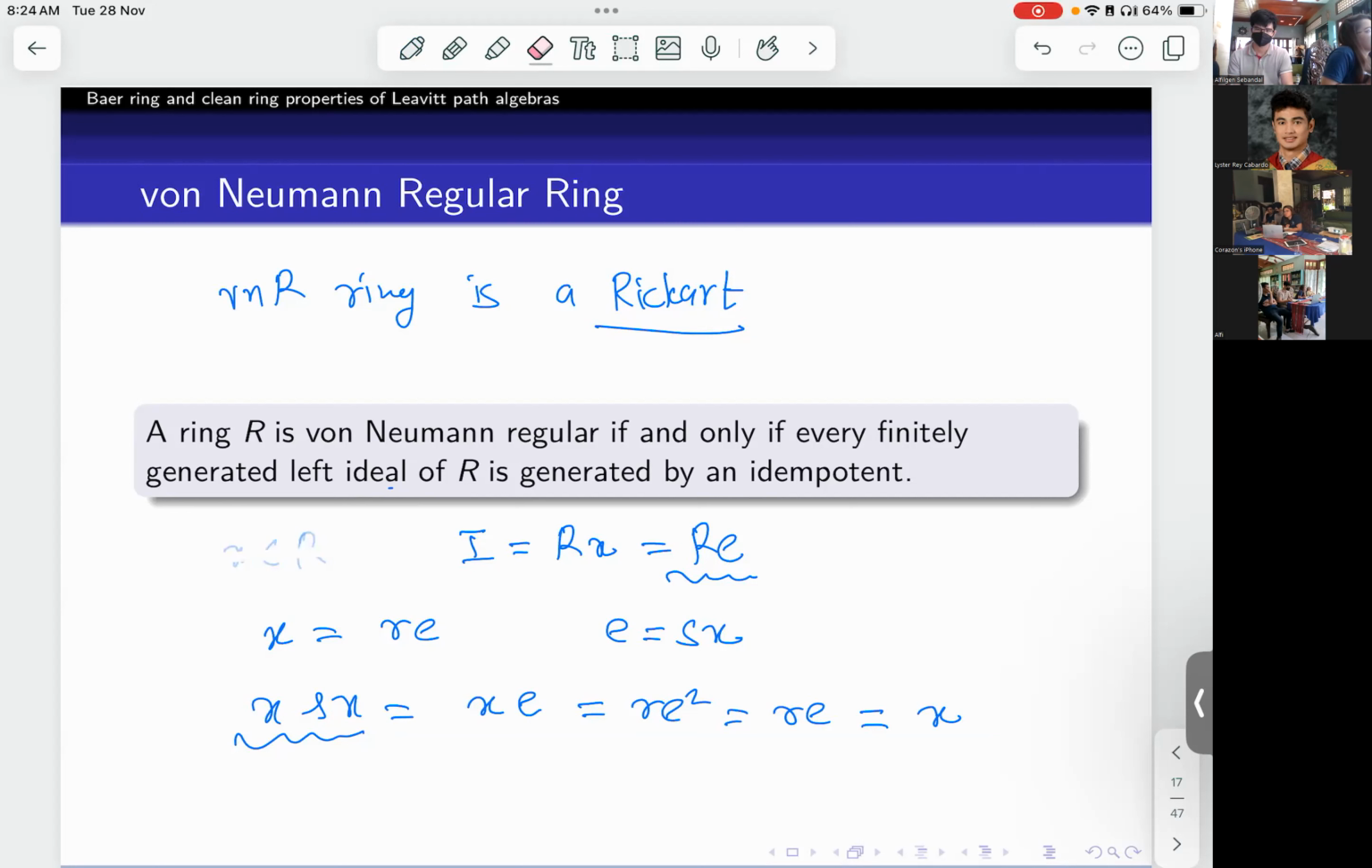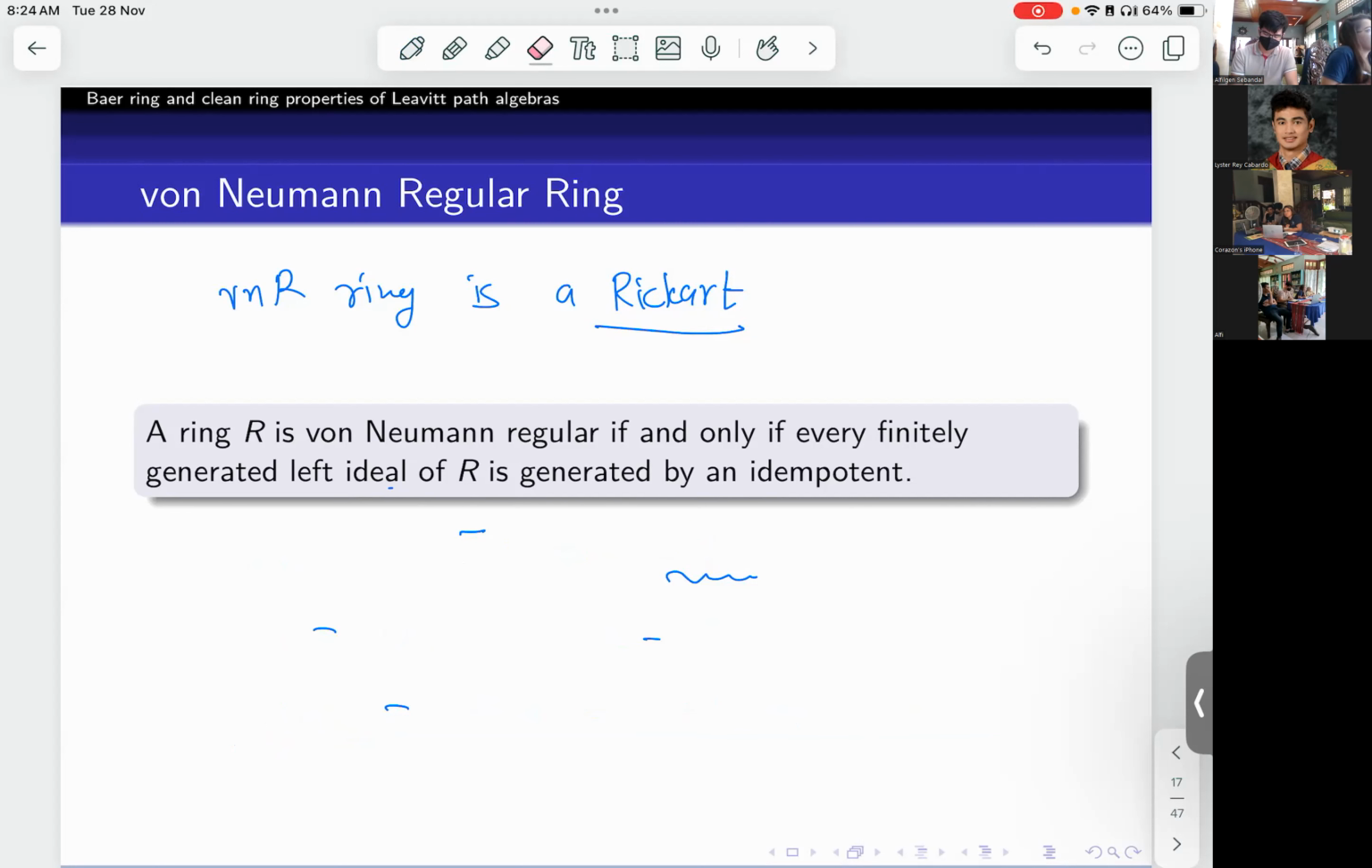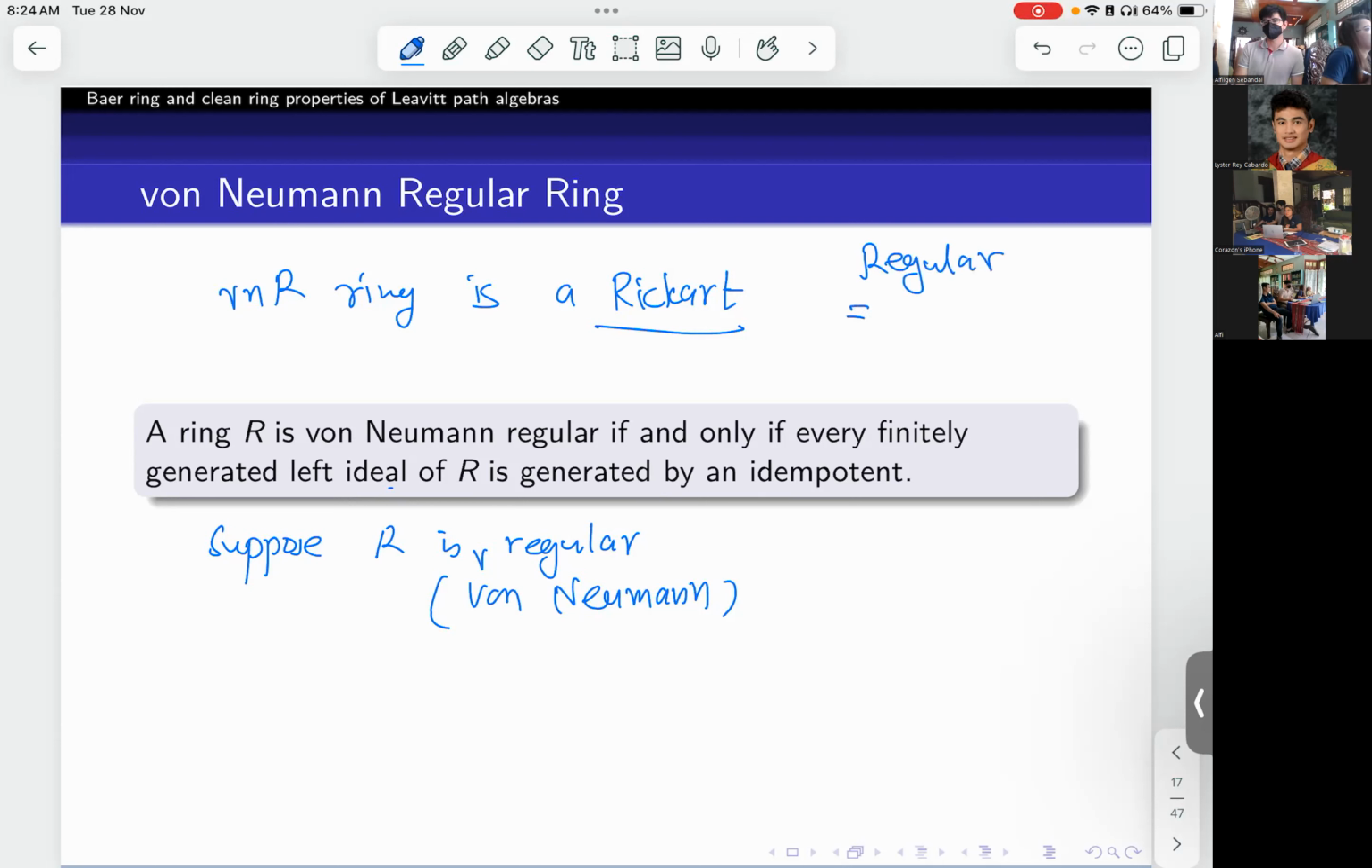For the other part, suppose R is von Neumann regular. The term regular is highly abused in the literature. Regular sometimes means von Neumann regular, and sometimes it means not a zero divisor. So we have to be sure what the author means.